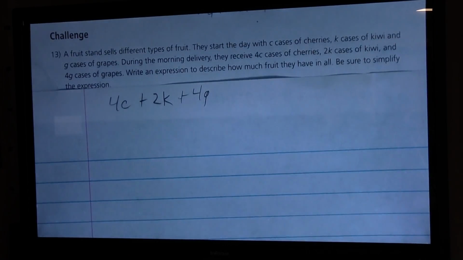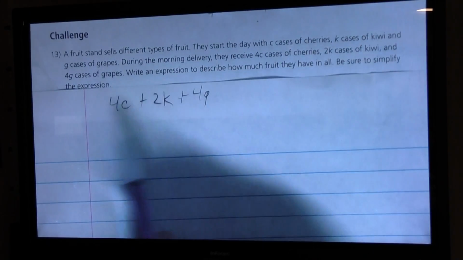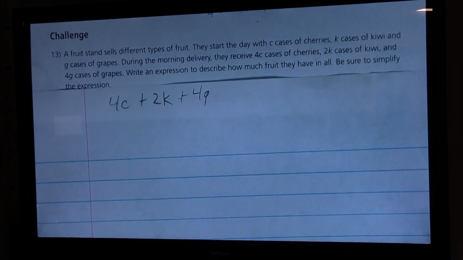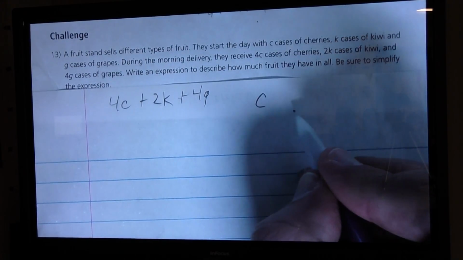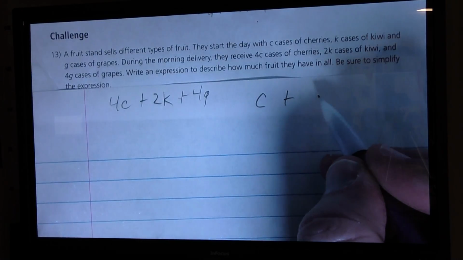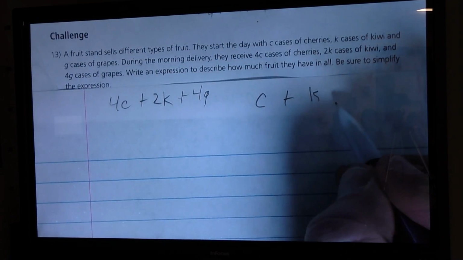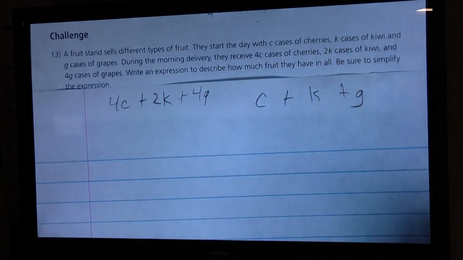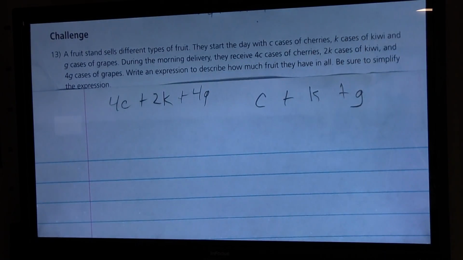But now, it's not finished completely. This is what was brought to them. So, we don't have any like terms there at all, but we've got to add something to it. We've got to remember they start out the day with an unknown number of cases. They've got C cases of cherry, plus K cases of kiwi, and G cases of grapes. Now we have like terms, and let's talk about this.